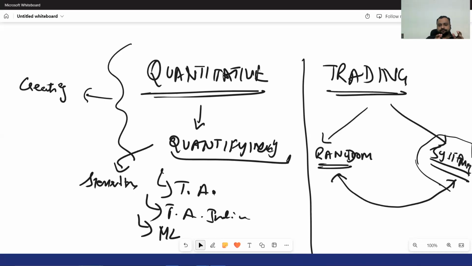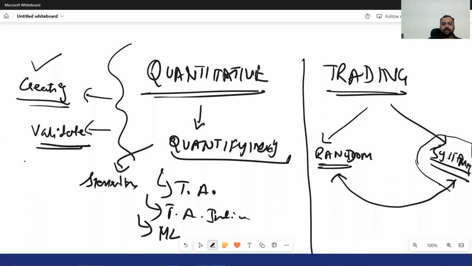But when I'm creating a set of rules, obviously I want to see if those rules are valid. What quantitative research does is it helps us not just create the set of trading rules using technical analysis indicators and statistics, it also helps us to validate those rules. There are statistical models which help us do a lot of simulating, forward testing or walk forward approaches, which help us validate our trading rules.